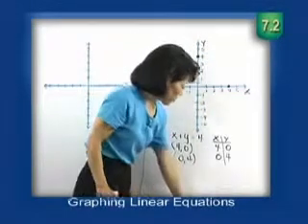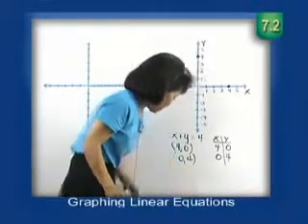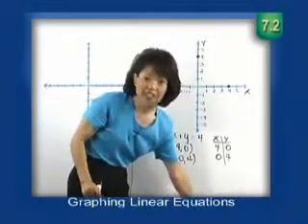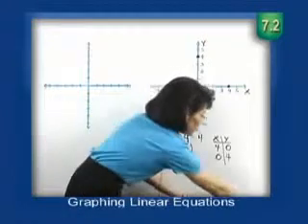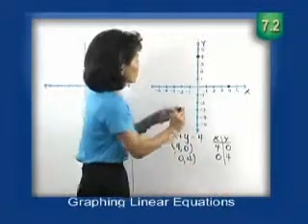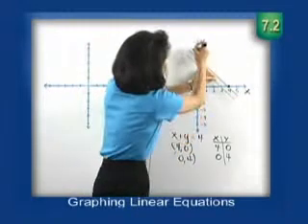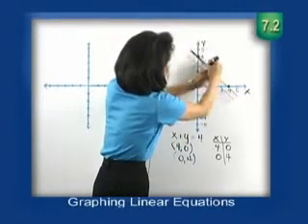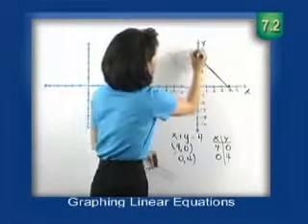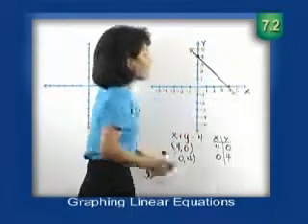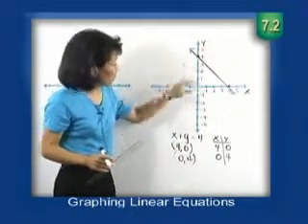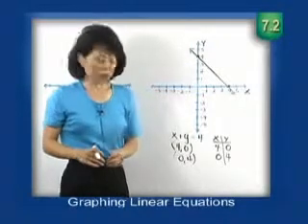Once I plot those 2 points, in order to graph the line, all I have to do is connect those dots. It's kind of like connecting the dots. So I'm going to take a straight edge, put it between those 2 points, and simply draw the line. There it is. So there's the graph of the equation x plus y equals 4.